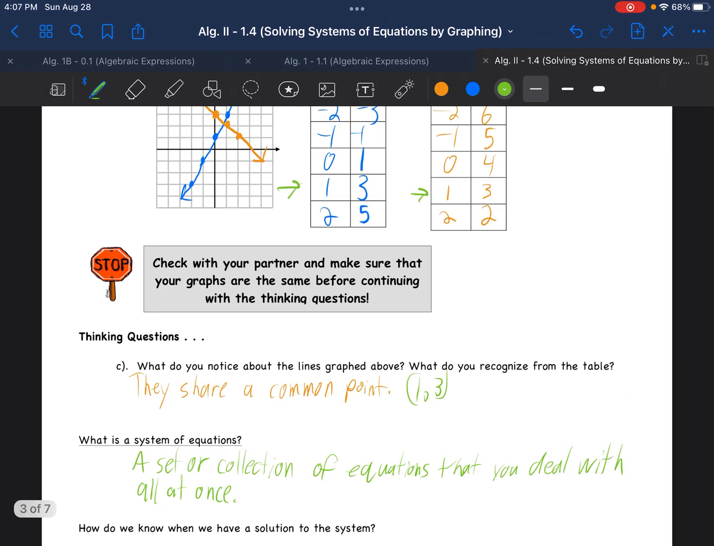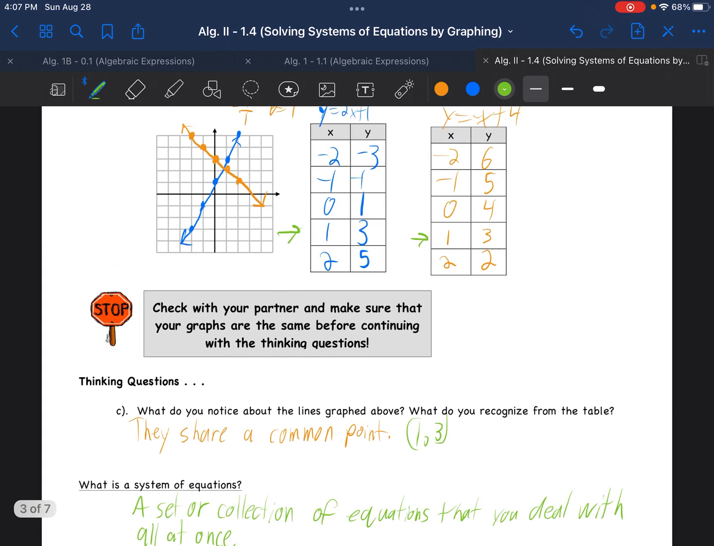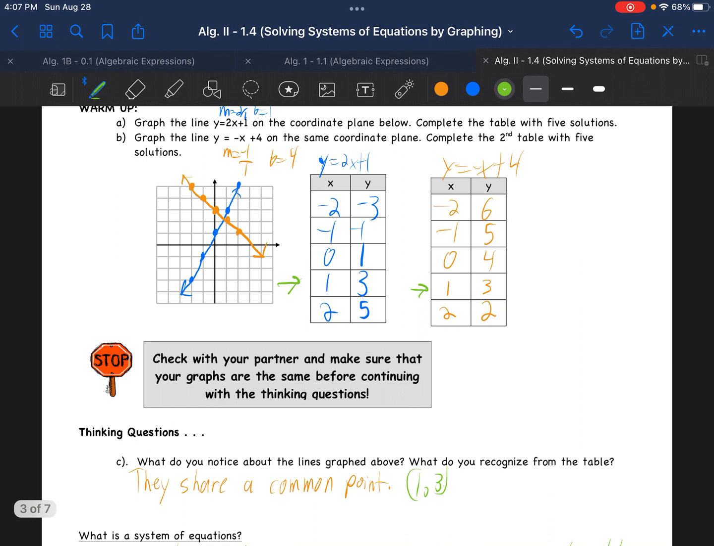Now, systems of equations will have solutions at times. Most often they'll have solutions. And the solution is wherever they intersect, so wherever those two lines or those two equations meet. So up above, on these two lines, the solution would have been (1, 3), because out of all the points they have individually, that's the only one that they both share.